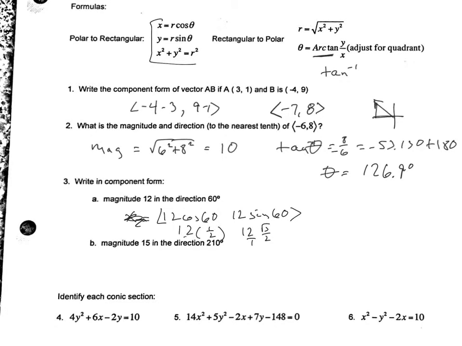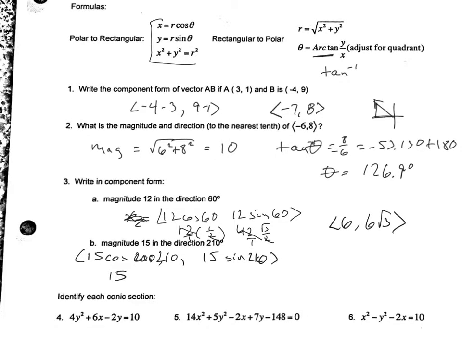Please reduce your fractions. 12 divided by 2 is 6. 12 divided by 2 is still 6, but this next one is 6 radical 3. Everything's positive because it's in the first quadrant. For number 3b, we have 15 cosine of 210, 15 sine of 210.